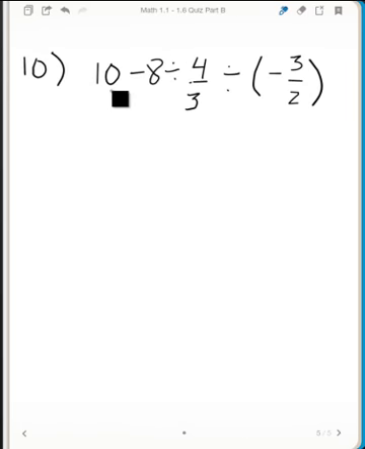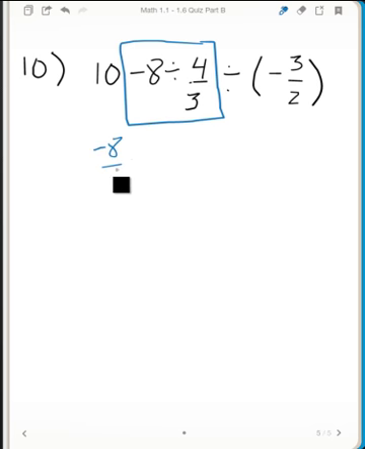Okay, so I have here 10 minus 8 divided by 4/3 divided by, in brackets, negative 3/2. So what I'm going to do first is I'm going to work with my division, because division goes before any addition or subtraction. And I'm going to work with this guy first. I'm going to work with this negative 8 divided by 4/3. So I'm going to have here negative 8, which is technically over 1, divided by 4/3. Whenever you're dividing fractions, it's the same as multiplying by its reciprocal. So I'm going to flip this, 3 over 4 here.